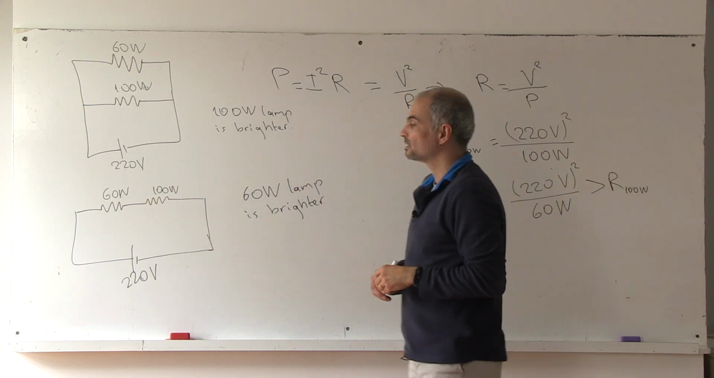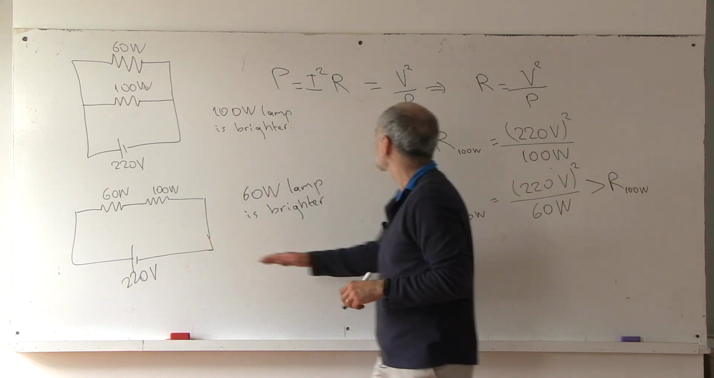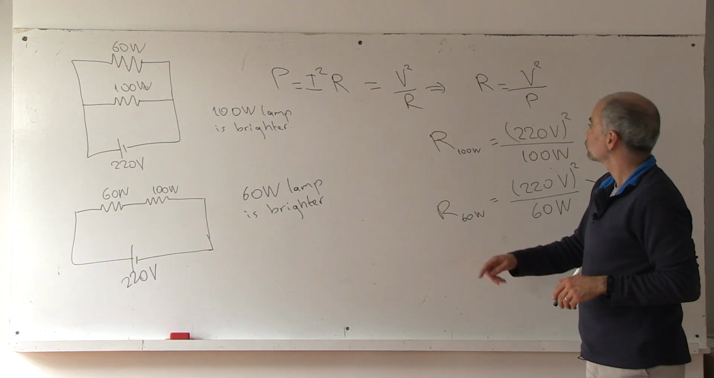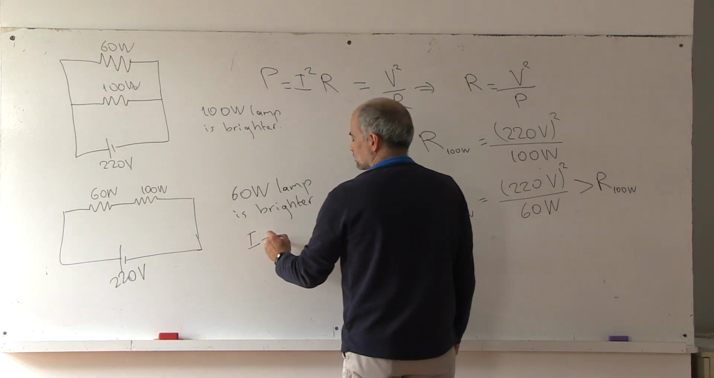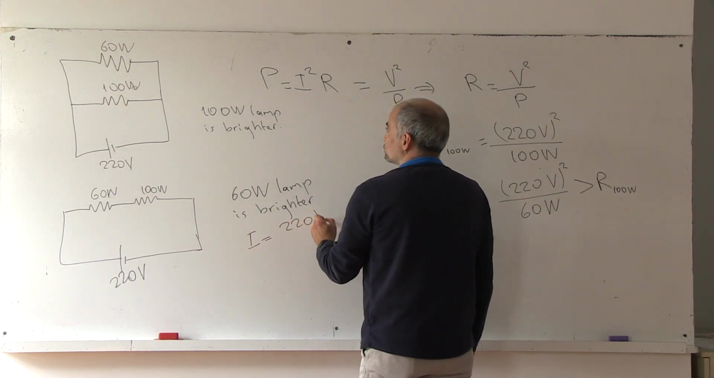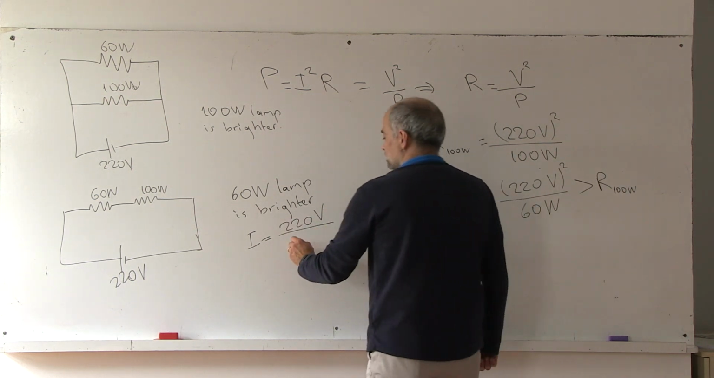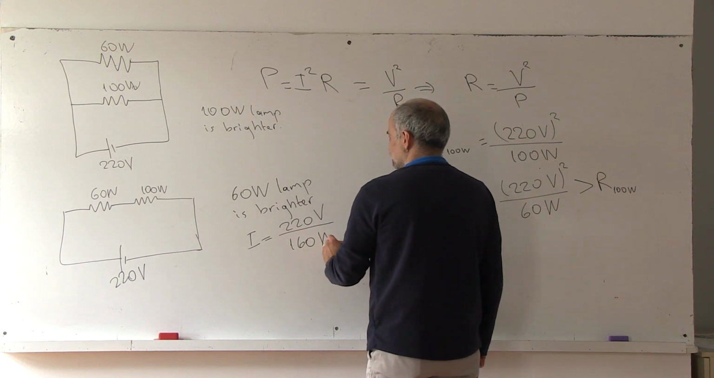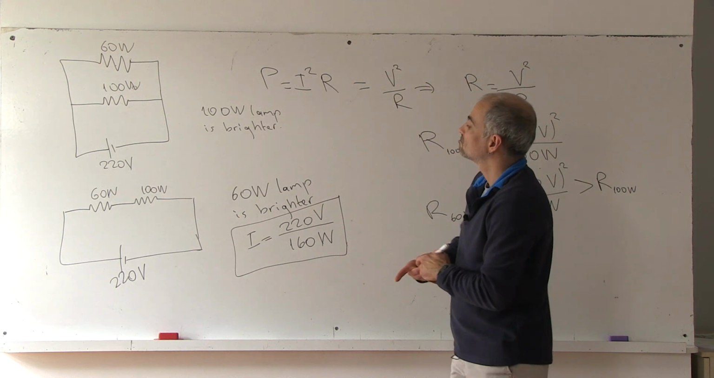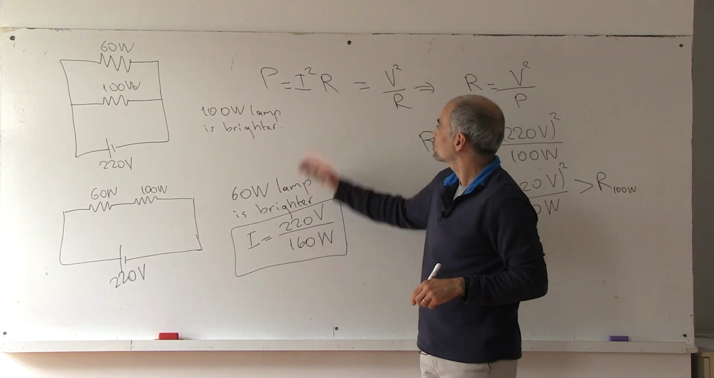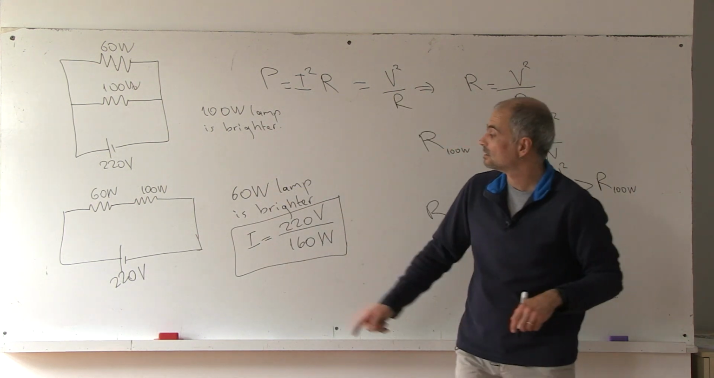Note that in this case, the 100 watt lamp is not using 100 watts. If you want to calculate the total power that the 100 watt lamp is using in this case, you can just calculate the current running through the system. It's 220 volts divided by the total equivalent resistance of the system. This is the current running through the system. And then you can just use the same current and put it over here and determine how much power each one is using in this circuit.